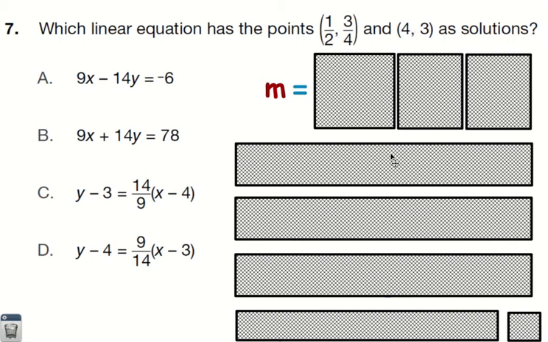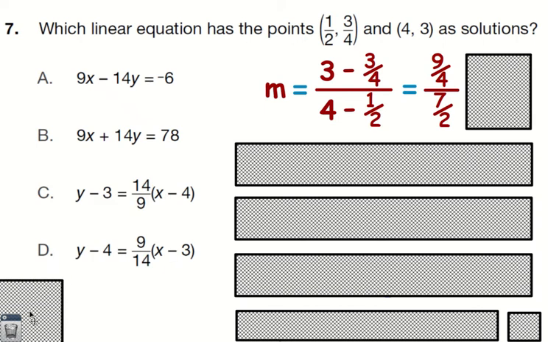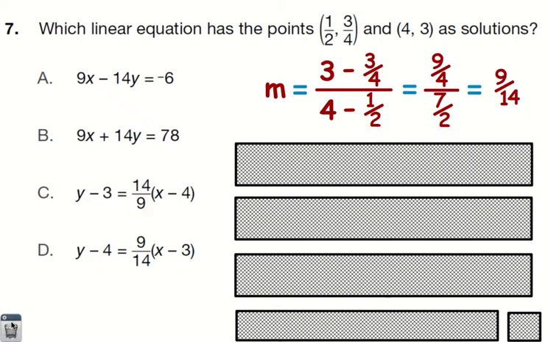So here's what we're going to do. We're going to do it the straightforward way. Like the non-multiple choice cheating way. And let's figure out m by doing the typical slope formula. So 3 minus 3/4 over 4 minus 1/2. And so it turns out that the slope is 9/14.